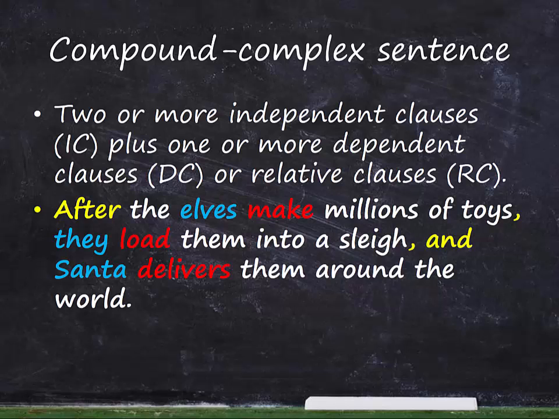After the elves make millions of toys, they load them into a sleigh and Santa delivers them around the world. Here we have a subordinating conjunction. This one's an AWUBIS word, so we're starting with a dependent clause. When the dependent clause comes first, you need a comma in between. Then we have a couple of independent clauses joined by a comma plus a FANBOYS conjunction. This part makes it compound, independent plus independent, and the dependent clause makes it complex, a compound complex sentence.